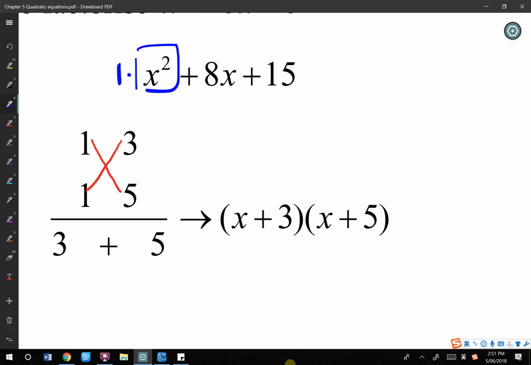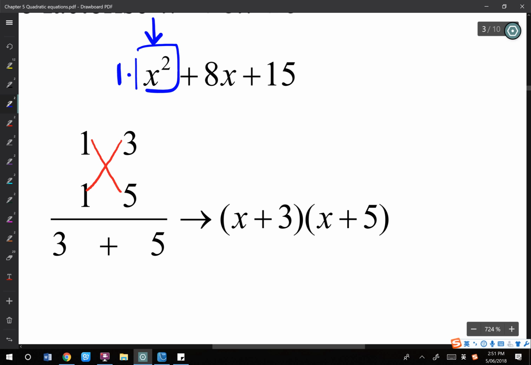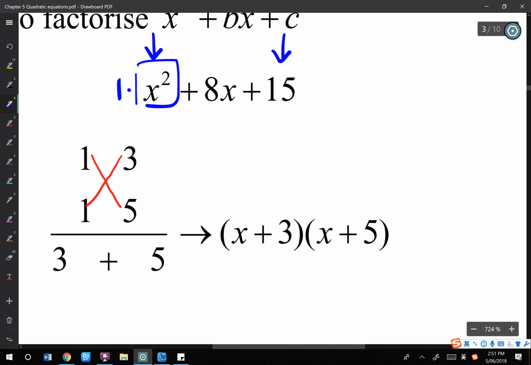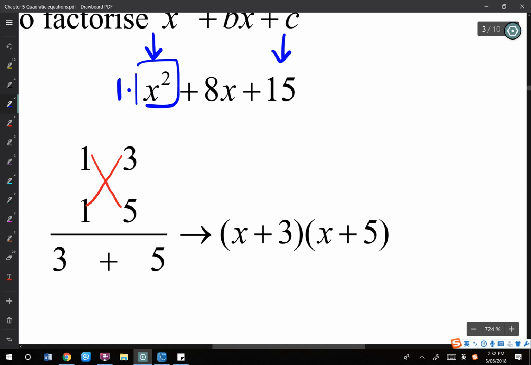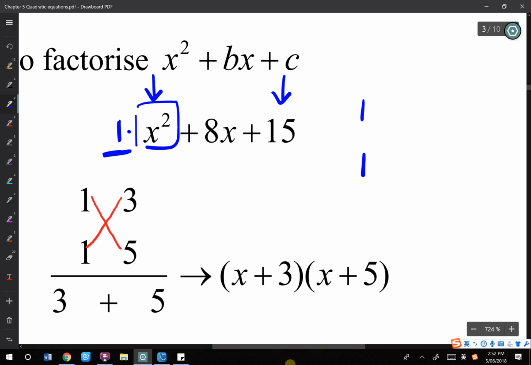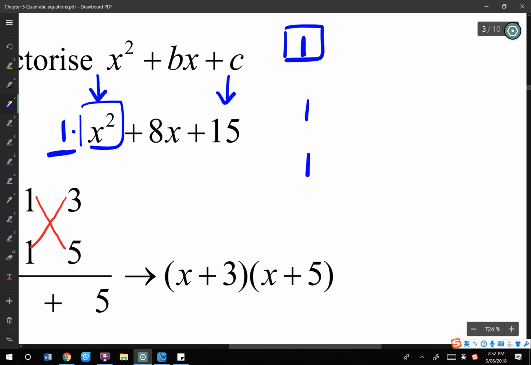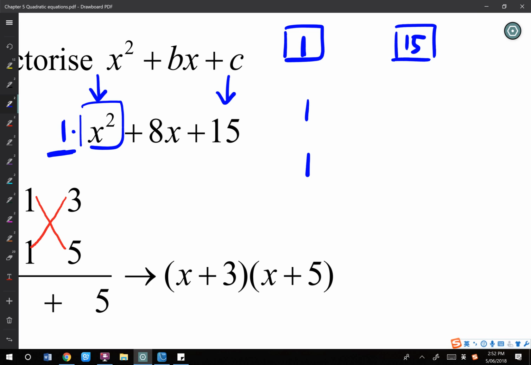So we try to factorize the first coefficient and the constant at the back to manipulate them to make a number in the middle. Because the coefficient is a 1 for x squared, we always have 1 and 1. Okay, to factorize the 1, we have 1 and 1. That's always. Now we have to factorize the 15. I can have 1 and 15, 3 and 5, right?